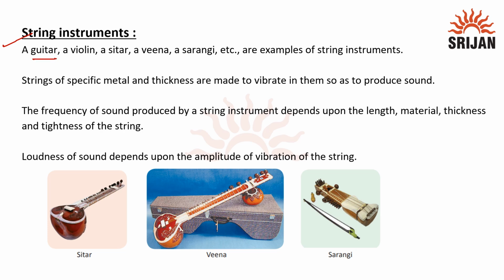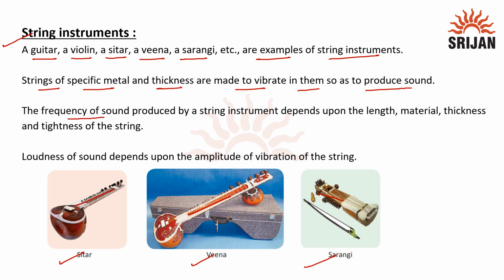A guitar, a violin, a sitar, a veena, a sarangi are examples of string instruments because they have strings in them. So here we have examples of sitar, veena and sarangi. In these images we can observe that all these instruments have strings. Strings of specific metal and thickness are made to vibrate in them so as to produce sound.